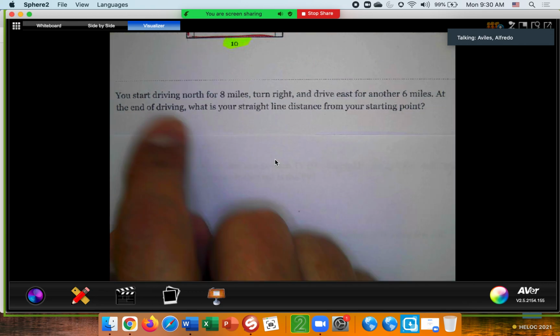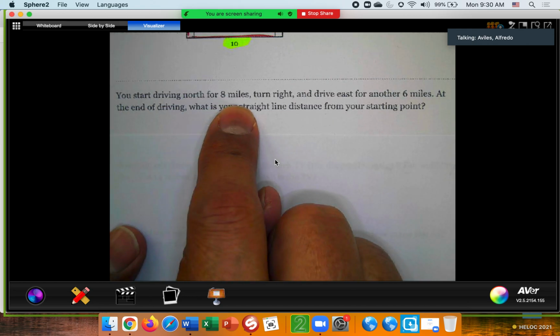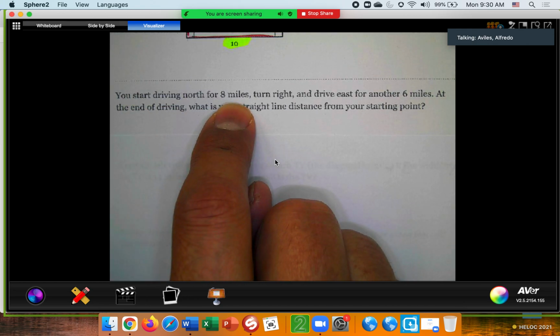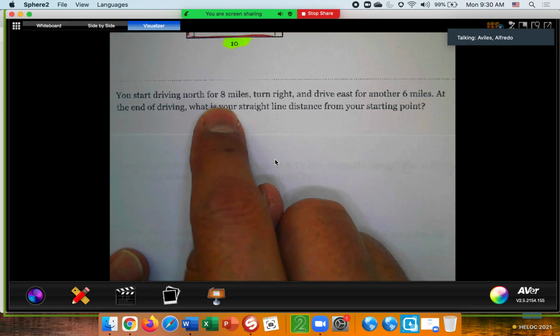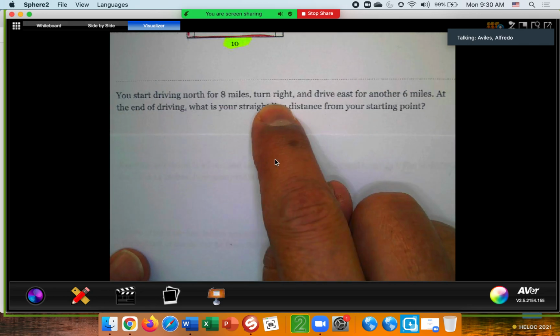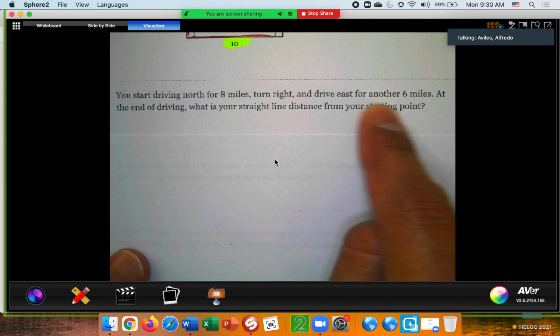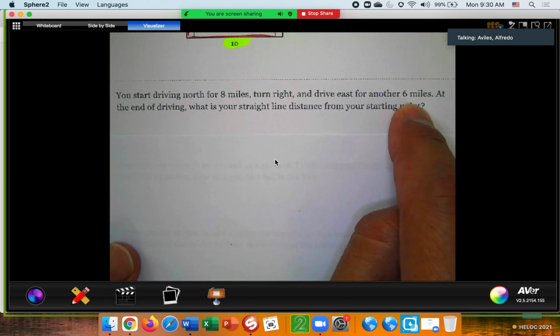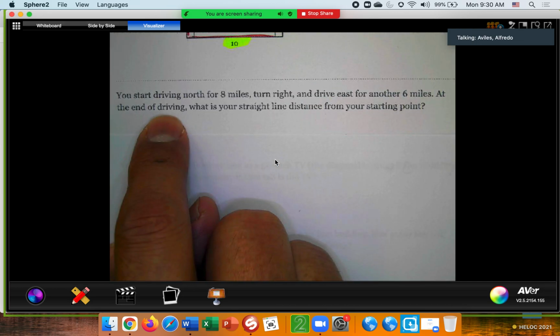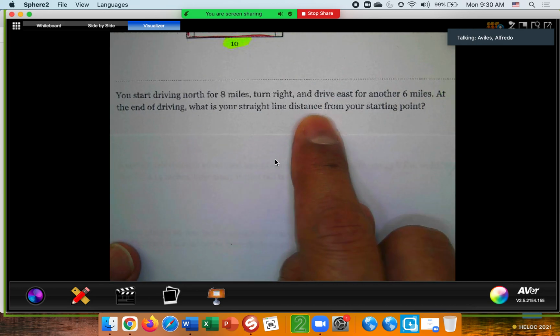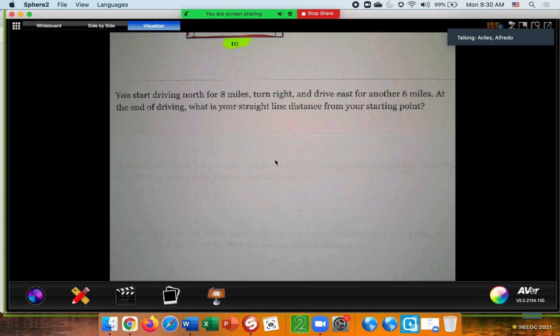Okay, you start driving north for 8 miles. Let's just read it through the first time, right? You start driving north for 8 miles, turn right, and drive east for another 6 miles. At the end of driving, what is your straight line distance from your starting point? Okay, this one's easy. Sometimes you gotta read these a couple of times so that you get it.